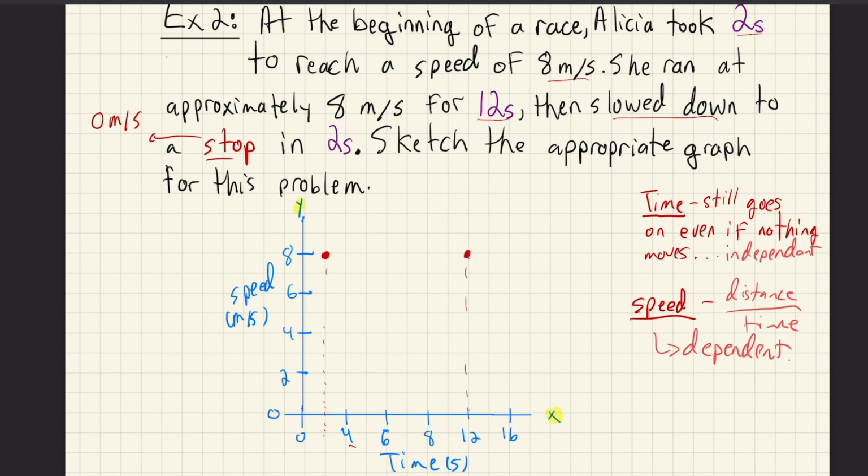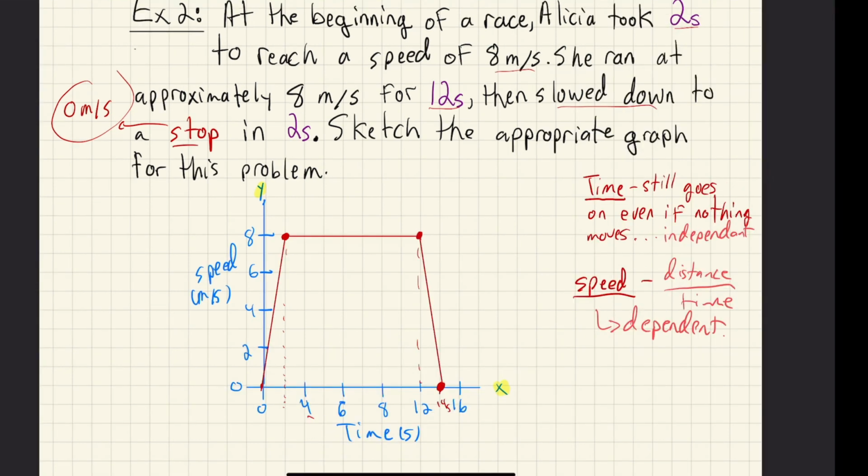2 seconds from there, so at 14 seconds over here, she goes to a stop, which is, remember, 0 meters per second. So now I have my points, and I'm going to connect the dots. And your graph should look something like this, where we see a drastic increase in speed from 0 to 2 seconds, then a rather constant speed of 8 until we hit the 12-second mark. And then in orange here, it slows to a stop, or a drastic decrease in speed.